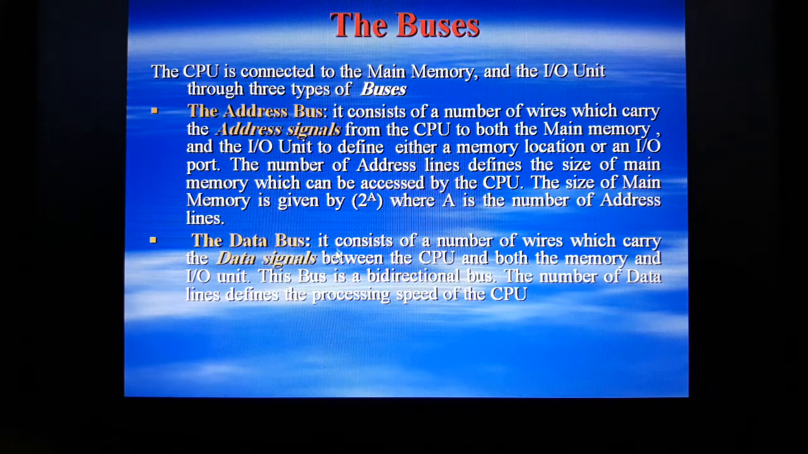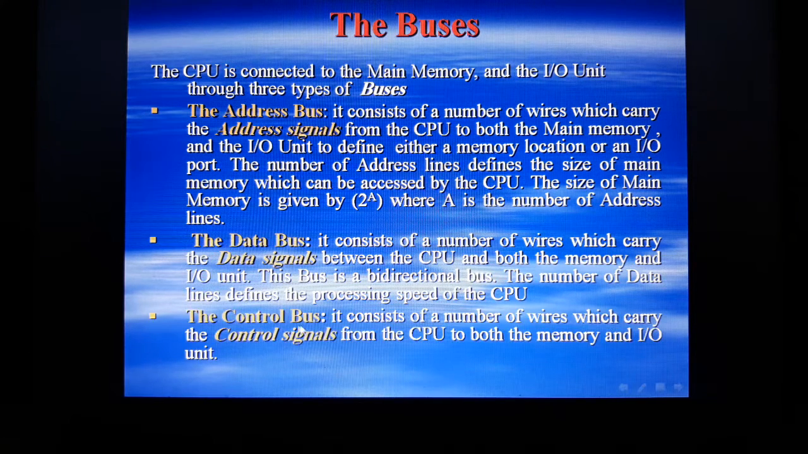The data bus. It consists of a number of wires which carry the data signals between the CPU and both memory and I/O. This bus is a bidirectional bus. The number of data lines defines the processing speed of that CPU. The control bus. It consists of a number of wires which carry control signals from the CPU to both memory and I/O units.